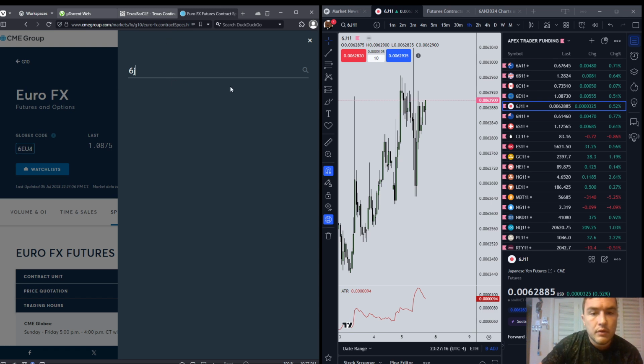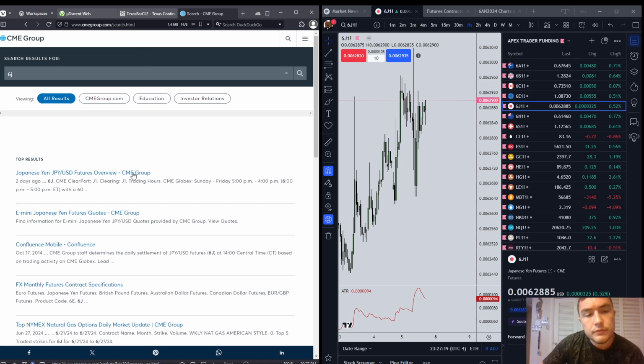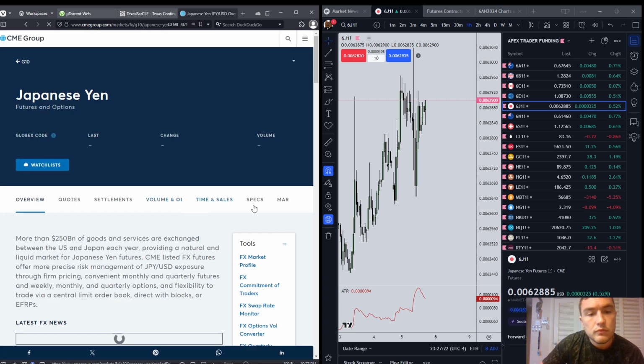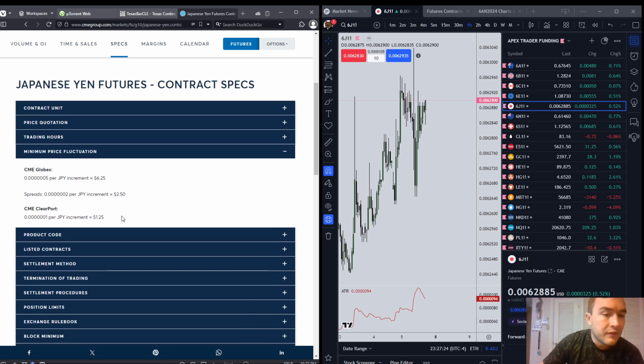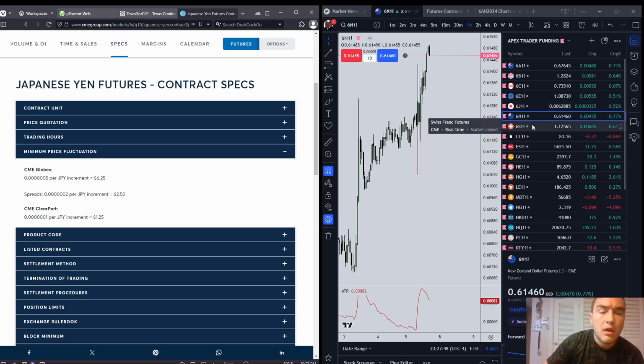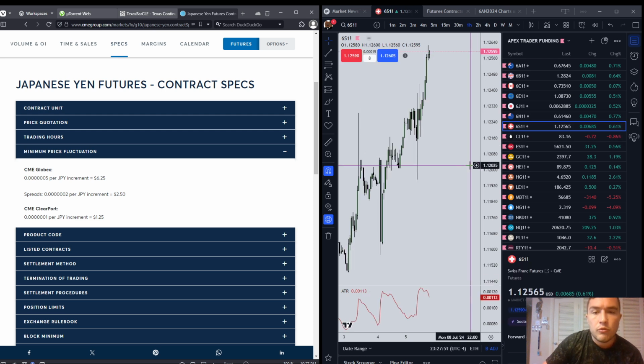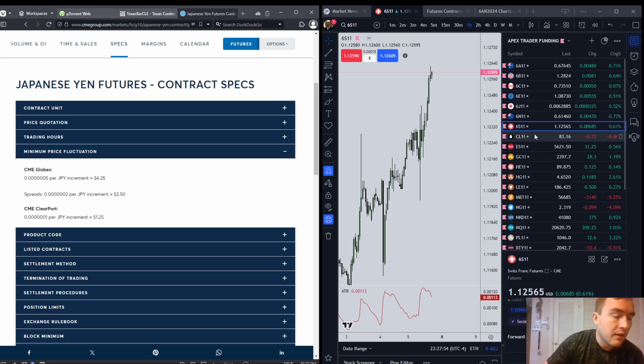6J, $6.25. So Australian dollar, $5 a tick. Pound, the pound dollar, $6.25 a tick. Canadian dollar, $5 a tick. Euro futures, $6.25 a tick. Yen futures, $6.25 a tick. New Zealand dollar futures, $5 a tick. Swiss franc futures, $6.25 a tick.